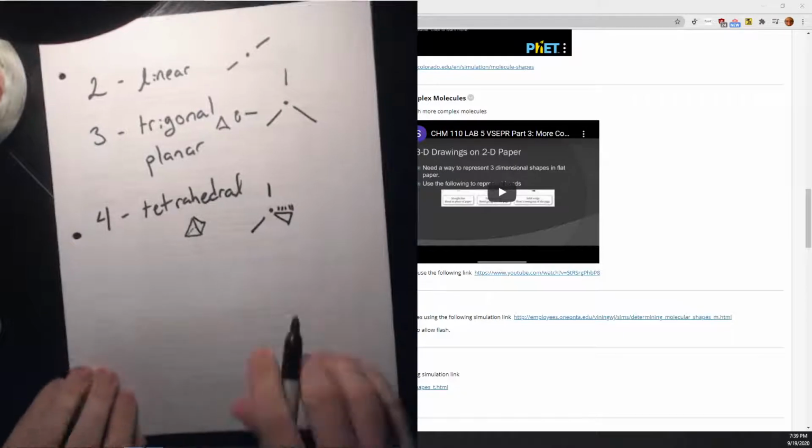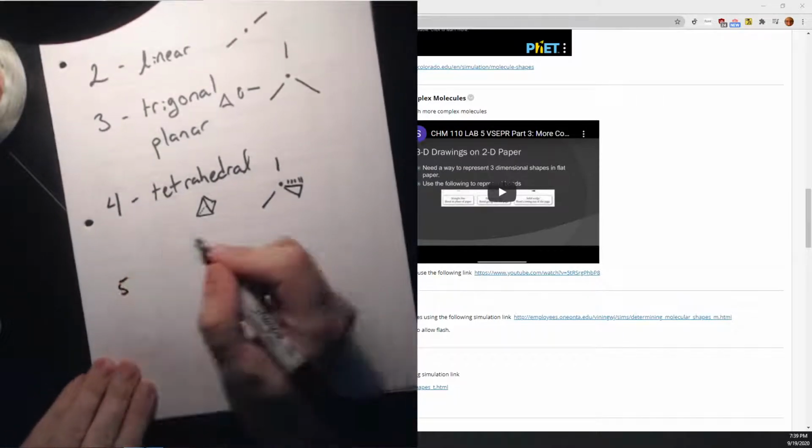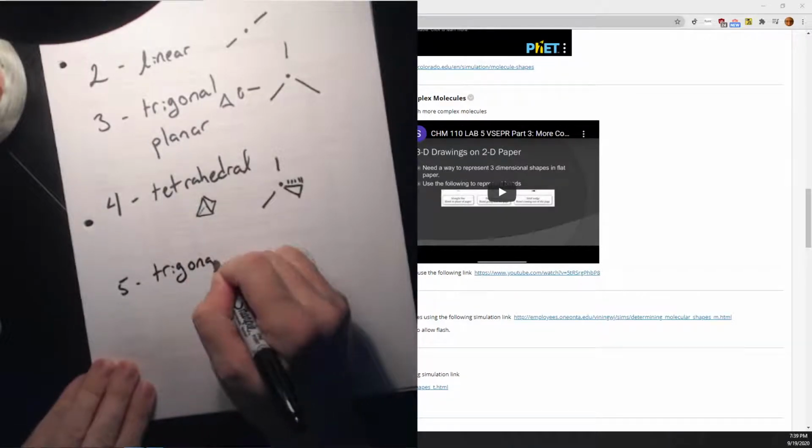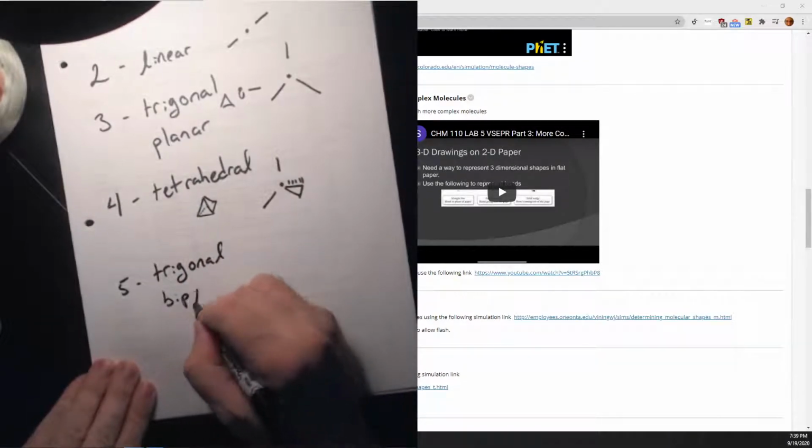And then for our 5 domains, we get a bit of a change. It is trigonal bipyramidal.